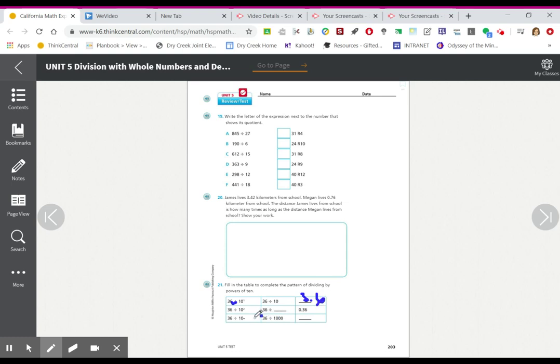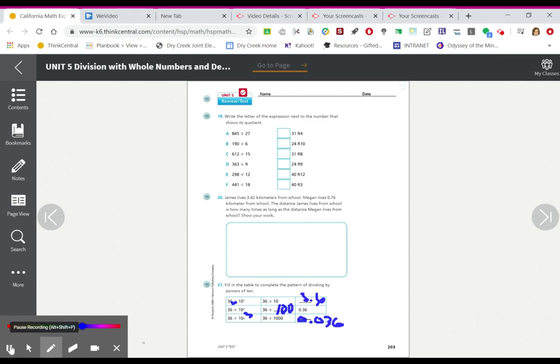Then 36 divided by 10 to the power of 2 is the same thing as 36 divided by 100. Then 36 divided by 10 to the power of what? Well, we have 1,000, so that means I have 3 zeros, so it's to the third power, and that would be 36 divided by 1,000, which makes it 0.036, 36 thousandths.